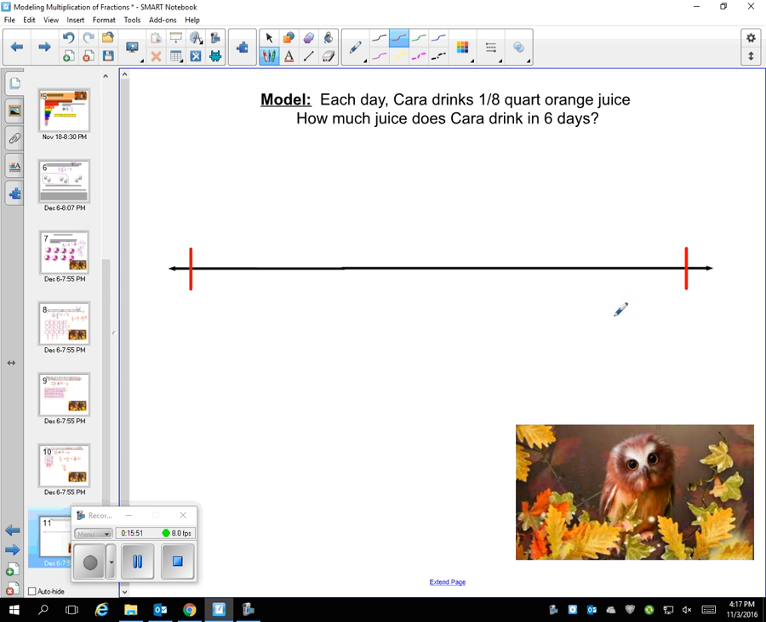So let's make a number line. Of course, this is always 0, and this is always my whole. And we are talking about 1/8 quart of orange juice, and she's going to do it in 6 days. So we know that's multiplication, right? 1/8, and she does it 6 times. So I'm going to divide my number line into 8ths. I'm going to split it down the middle. Half of 8 is 4, so I need 4 sections. 1, 2, 3. That makes me 4 sections.